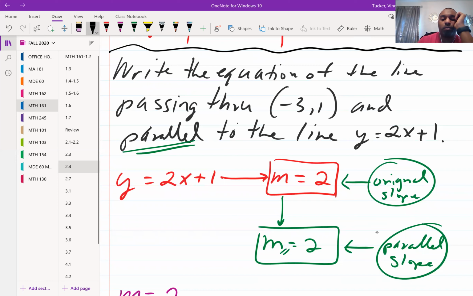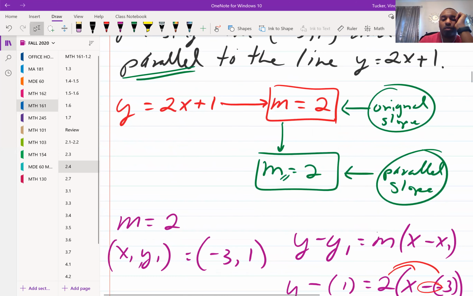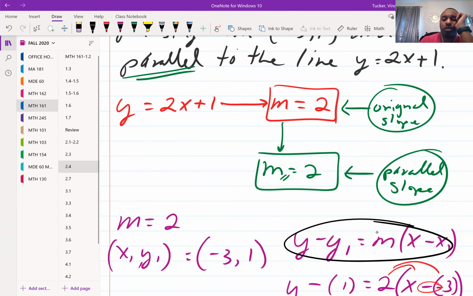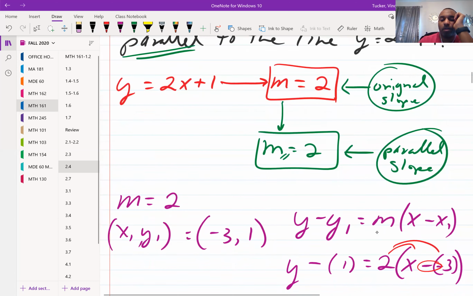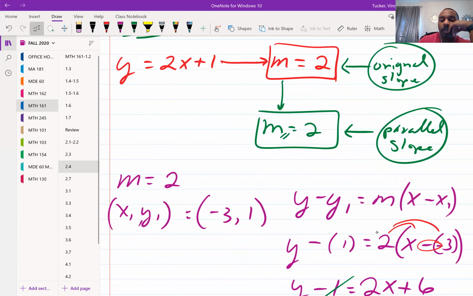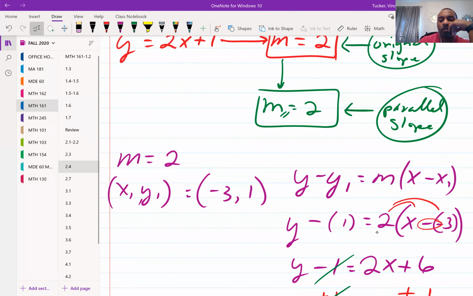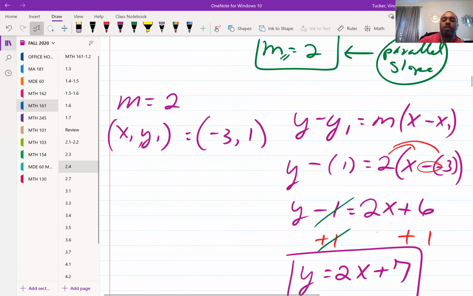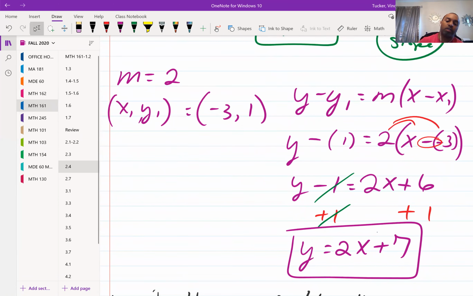All right, so we have our slope, and now we want it to pass through negative 3, 1. So that's what we're looking at right here. We have our point and our slope now, and now we can use the point slope formula. So you plug in 2 for m, negative 3 for x1, and then positive 1 for y1. Negative times negative is positive, and you distribute 2. So that's y minus 1 equal to 2x plus 6. You'll add 1 to both sides, and y is equal to 2x plus 7.